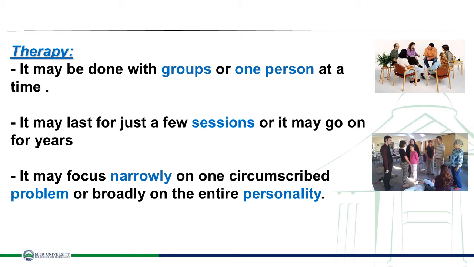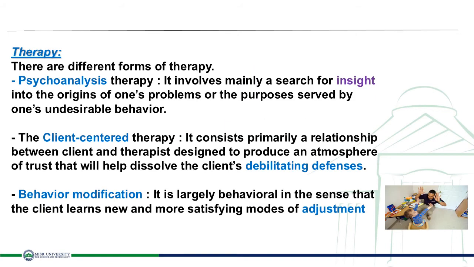And we have some forms of therapy. For example, psychoanalysis therapy is for insight into the origins of one's problem. They are not interested in the symptoms, but in the origins of the problems, and they assume that these origins of the problem, which are served by one's undesirable behavior, are located in the unconscious. So they differentiate between consciousness and unconsciousness, and in between we have the subconscious.